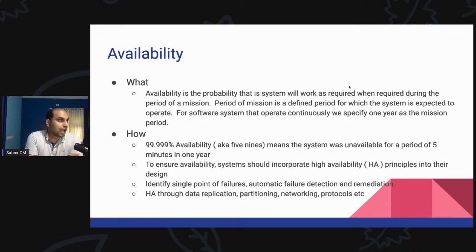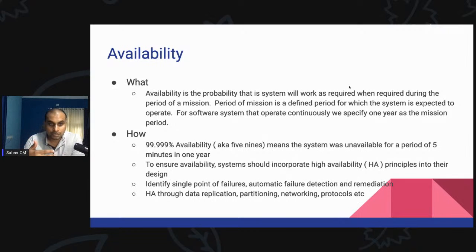The next characteristic is availability. Availability is the probability that the system will work as required, when required, during a period of mission. So what is this period of mission? See, system design as a term and as a field of design didn't start with software. It started with industrial systems. Everything is a system, anything that you engineer is a system, and it has to have all these characteristics. So let us say there's a satellite that has to go on a mission for 1 year or 1.5 years. For that engineering system, this 1.5 years is the period of mission.